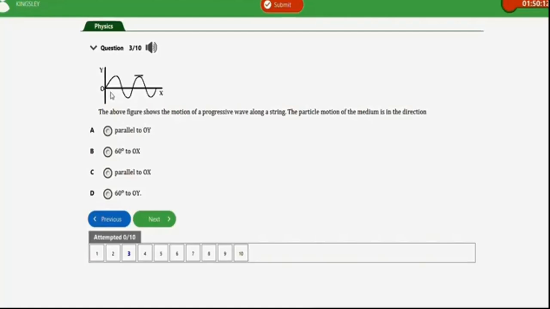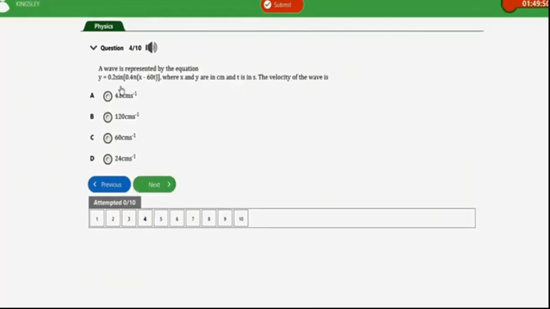Along this axis, let me show you. This is the OY. So these are OY. That will be the particle motion of the medium. So let's write this now and solve the next repeated question, which is this one.